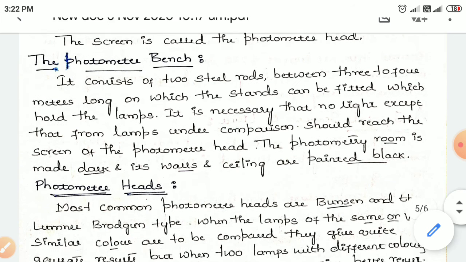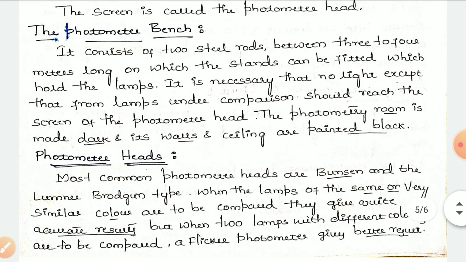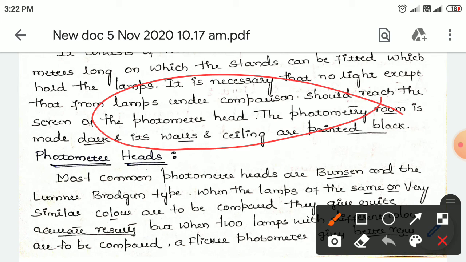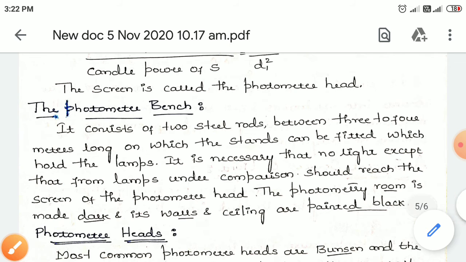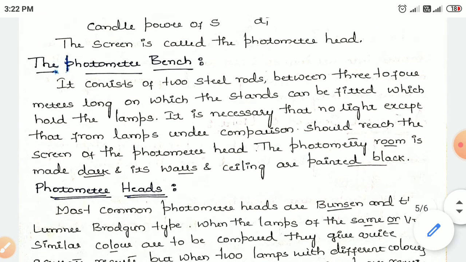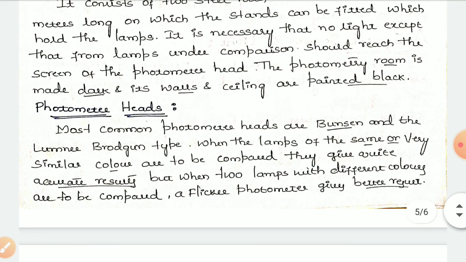The very important point is that the photometric room should be dark, and the walls and ceilings are painted black. If you are measuring a test lamp and another lamp's candle power, the room's walls should be painted black, and the ceiling should also be dark. Only then will you get a correct, precise value of the candle power. So this is how the photometer bench should be.